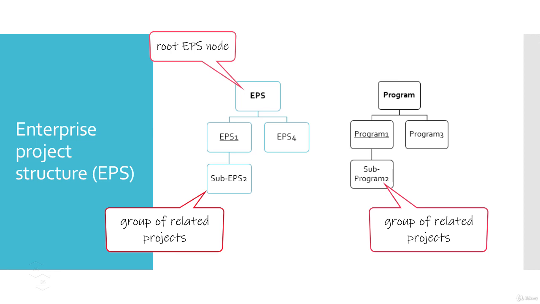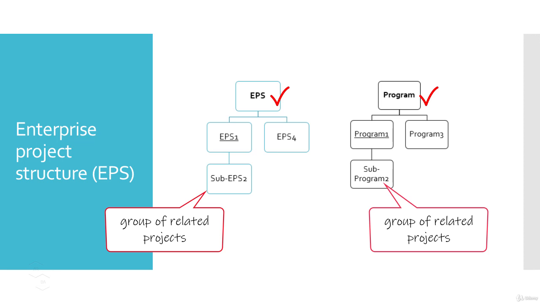These might represent divisions within your company, project phases, site locations, or other major groupings that meet the needs of our organization. So from this discussion, we can say that the EPS also looks similar to the program, and both EPS as well as program have the projects at the lower level. And in both cases, we can create the subnodes as needed.